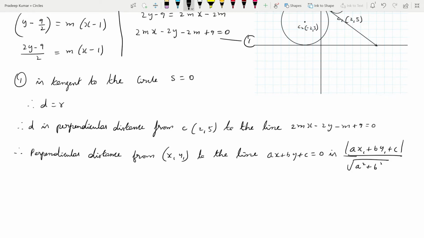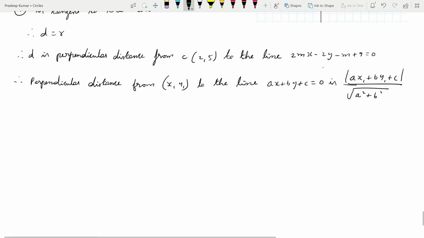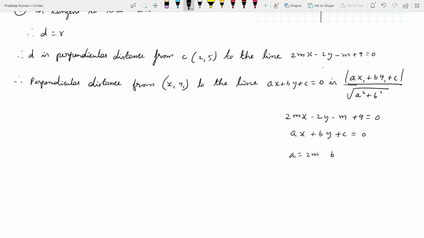Now we'll substitute the same with the given equation, the equation obtained after solving the earlier equation. We'll take that particular equation and get the a, b, c values. Comparing with the general straight line equation ax + by + c = 0, the a value is 2m, the b value is -2, whereas the c value is -2m + 9. So let's substitute all these values in this formula.